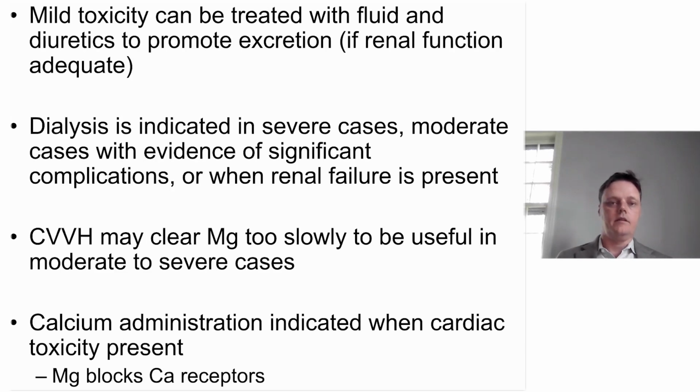Mild toxicity, so patients who are relatively asymptomatic, can be treated with fluids and diuretics to promote excretion. Dialysis is definitely indicated in severe cases, in moderate cases with evidence of significant complications, or when renal failure is present and you're unable to remove the magnesium by diuresis alone. CVVH is probably too slow to be useful in moderate or severe cases. And so at least initially, the patient should be on hemodialysis.